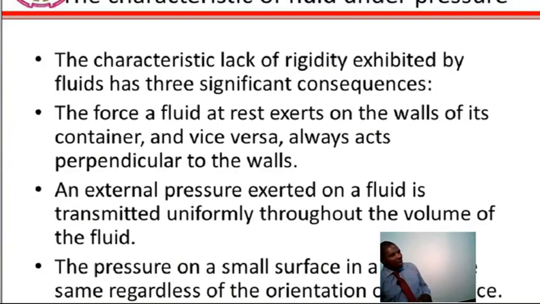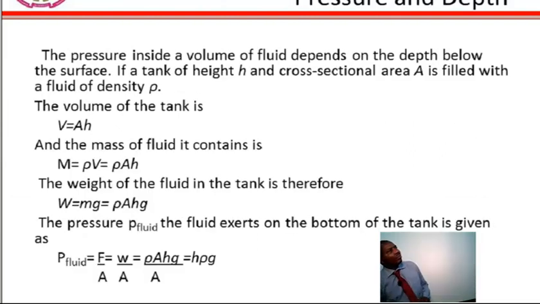3. The pressure on a small surface in a fluid is the same regardless of the orientation of the surface. The surface can be lateral, can be horizontal, but the pressure applied across that surface is always the same. When you apply a pressure, even a small pressure, to a fluid, the pressure is always the same around the fluid, irrespective of the orientation.